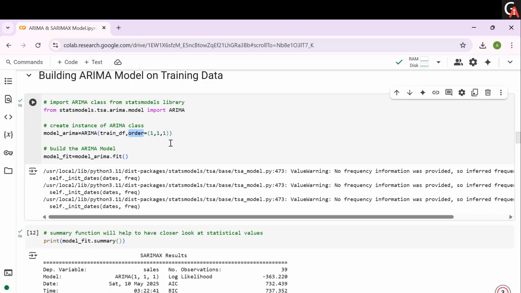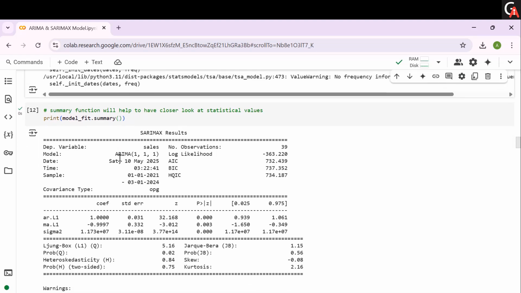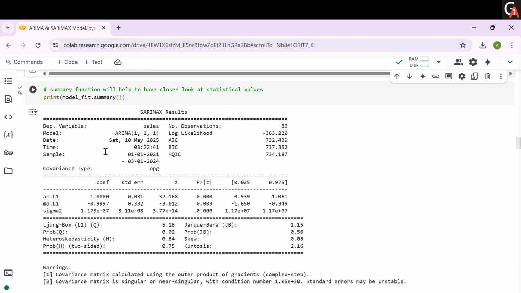Okay, now we will try to build our ARIMA model based on this instance. So how can you build the model? You have to just use the fit function. Okay, now let's try to see the summary. This summary will help us to have a closer look at the statistical values that are present over here.